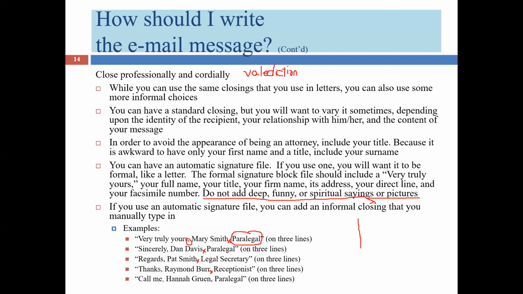Call me, that's a little bit more informal than I would go with, but okay. Then you're going to have a Hannah Gruen on this line. You're going to get rid of the comma and have paralegal. So these are options, but my strong recommendation is to stick with these two. And for the purposes of our assignment, I do want you to use very truly yours or sincerely.